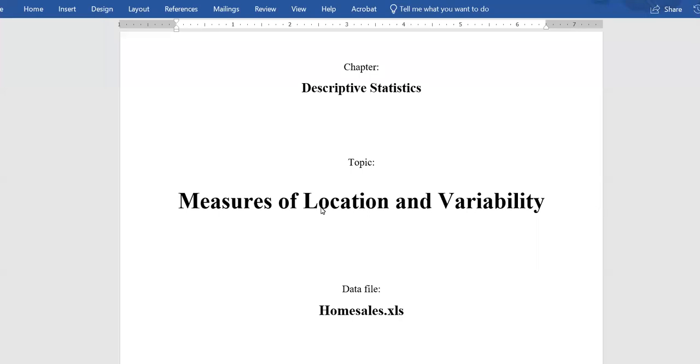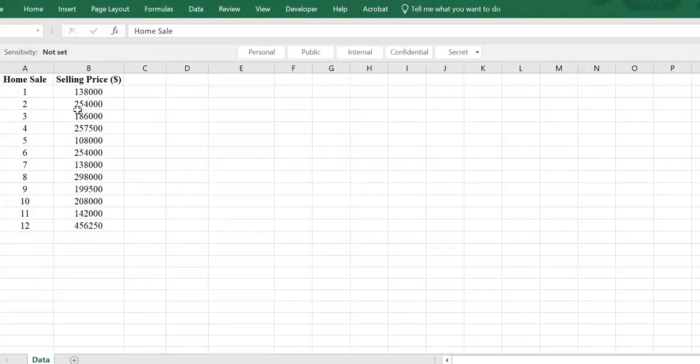In this video, we're going to talk about different ways that we can measure the location, the center of the distribution, and the variability in a distribution. For that, we're going to use data file home sales. So I have the data file here. We have the list of selling prices for 12 houses.